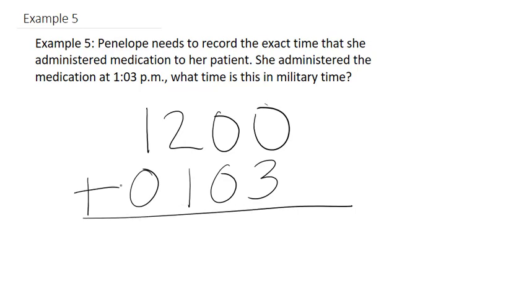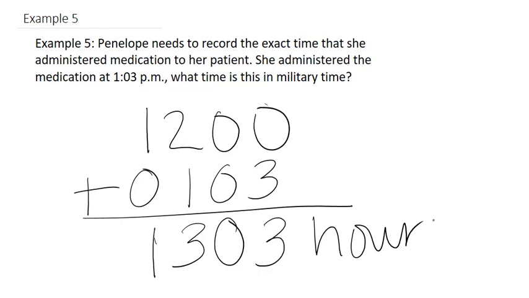So now that we've lined them up, let's start adding. So 0 plus 3 is 3. 0 plus 0 is 0. 2 plus 1 is 3. 1 plus 0 is 1. So now we have our answer. Penelope gave her medication at 13:03 hours.